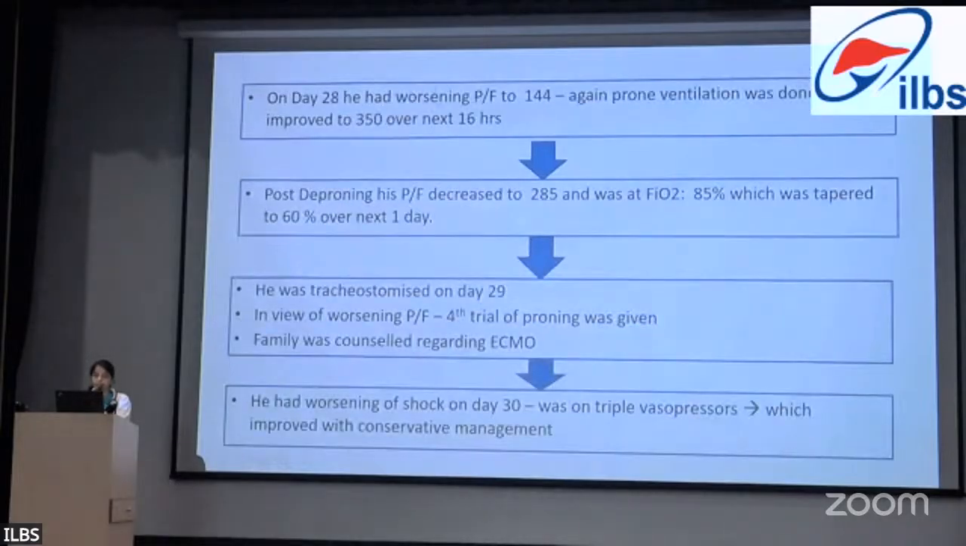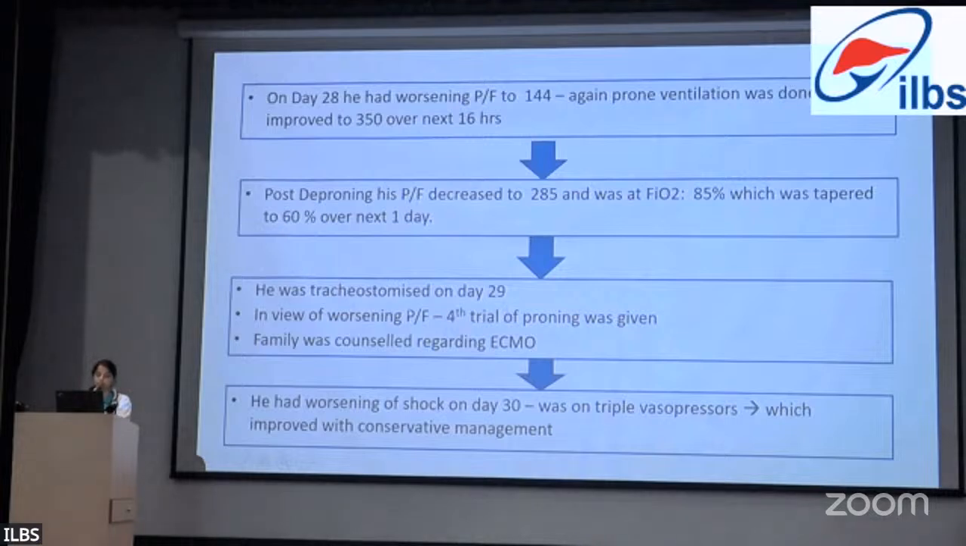On day 28, he had worsening PF to 144. Again, prone ventilation was done and PF improved to 350 over the next 16 hours. Post deproning, his PF decreased to 285 and was at FiO2 of 85%, which was tapered to 60% over the next 1 day.